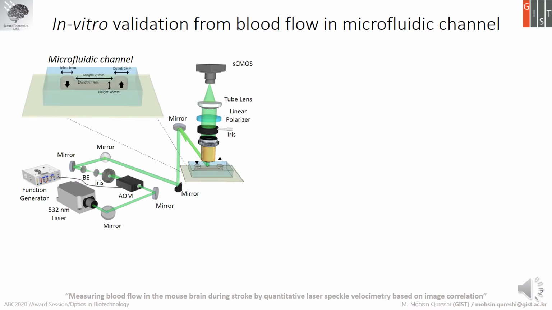Here the experimental setup is similar to the linear diffuser experiment, but the sample is changed. For the in vitro validation, we used RBC flow in a microfluidic channel. The length of the channel was 20 mm, width 1 mm, and height 45 mm. The inlet diameter was 1 mm and the outlet diameter was 2 mm. For the steady flow, we used a syringe pump with a controlled flow rate. RBCs flow from left to right.